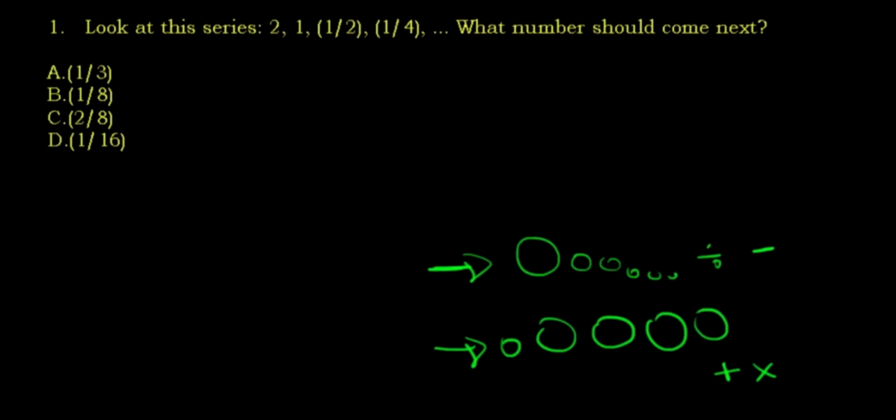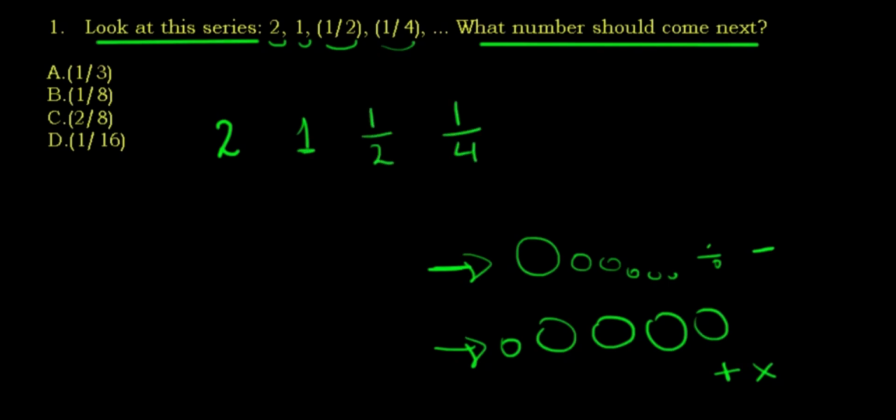Look at this series: 2, 1, a half, and a quarter. What number should come up next? 2 became 1, 1 became a half, a half became 1/4. Any idea what's going on over here? Do you see that we are constantly dividing by 2? 2 divided by 2 gives you 1. 1 divided by 2 gives you a half. A half divided by 2 gives you a quarter.